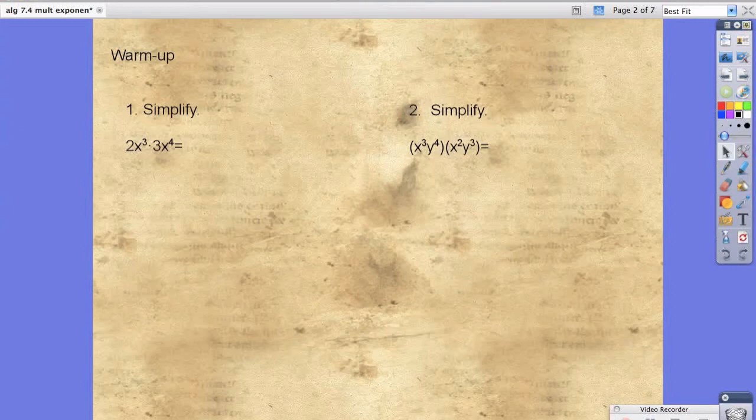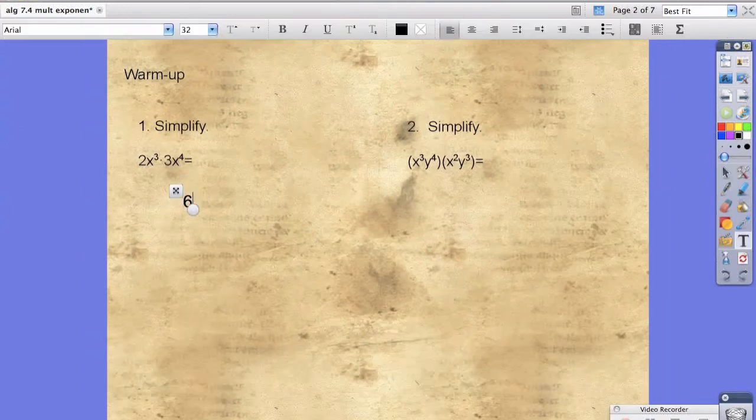So as we go through this, 2 times 3 is 6, and x to the third times x to the fourth, when we add their exponents, becomes x to the 7th power. On number 2, it looks a little bit more complicated because there's two variables, but it shouldn't be. First we look at the x's. It says x to the third times x squared. If we add those up, it becomes x to the 5th, because 3 plus 2 is 5, and y to the 4 plus 3 is 7.